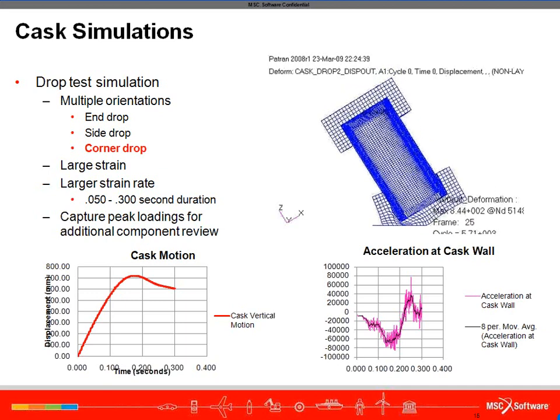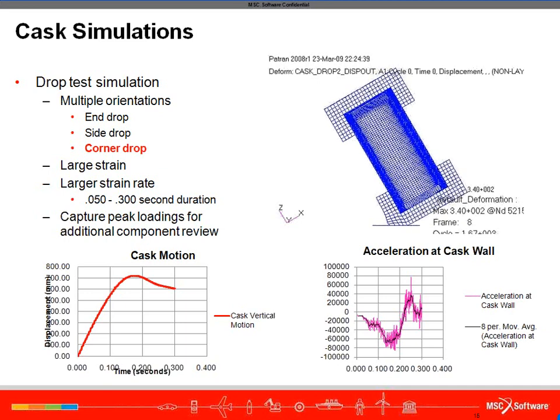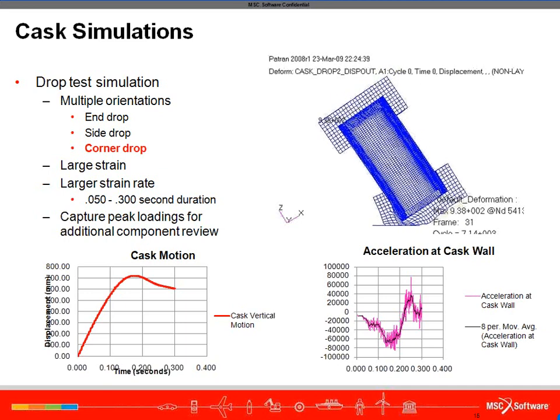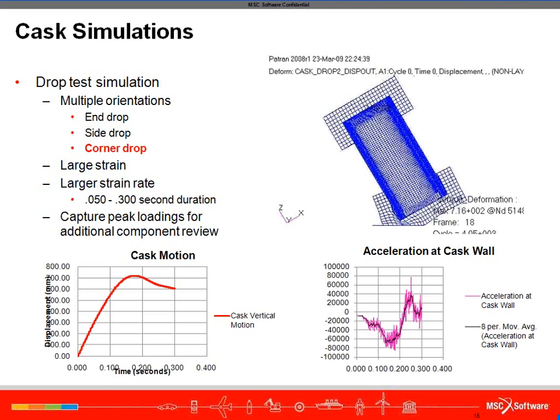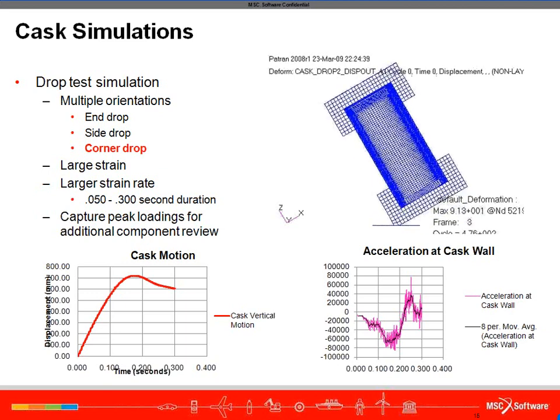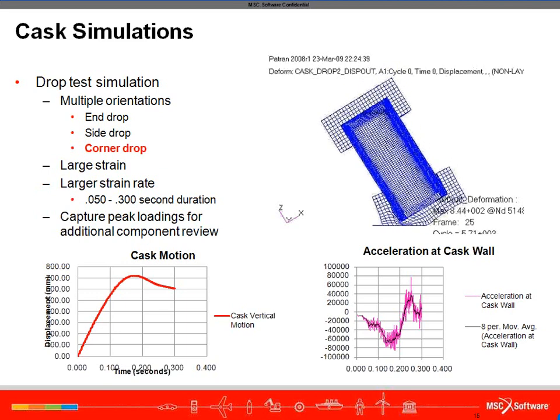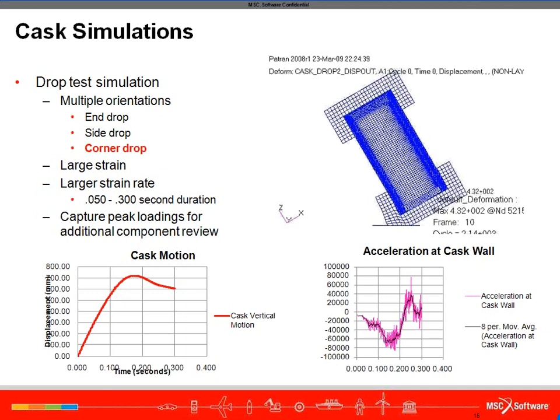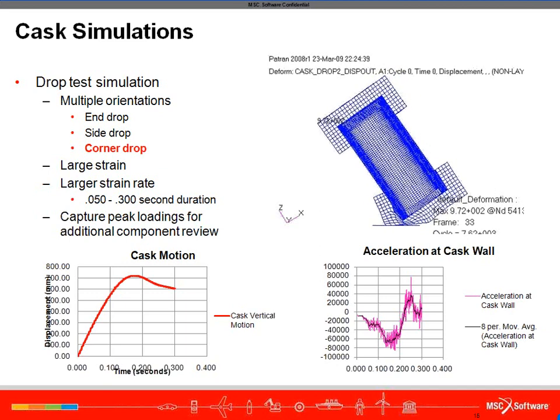Keep in mind that this is obviously a balancing act. Too soft and the limiters might bottom out in certain drop scenarios, and the high ones in particular, while too stiff, and they're going to impart high accelerations to the cask and its contents. So it's all a balancing act here.